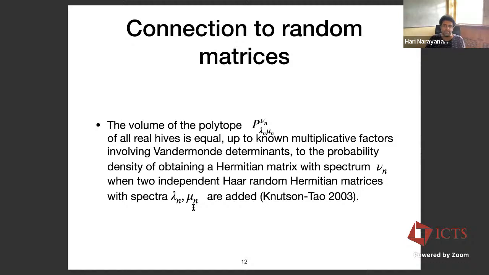This is not a very simple operation because you're taking these matrices, their eigenvectors are in some kind of random position, and you're adding these two random Hermitian matrices with fixed spectrum, and then you're able to precisely tell what is the density of the spectrum of the sum. So the exact profile of the spectrum of the sum can be read out from just this work of Knutson and Tao, from the volume of the polytopes, or the volumes of these hive polytopes, basically. This I want to now describe in great detail.